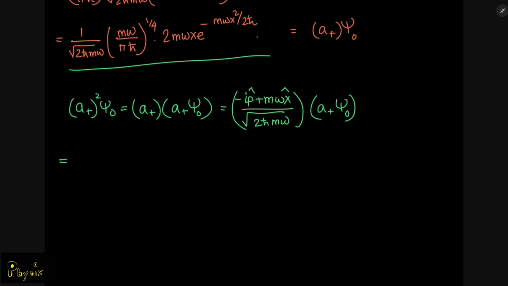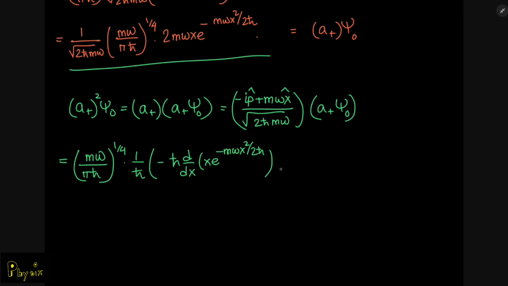All right, so by expanding everything out, and I'll leave this entire thing up to you, you would have that this is basically (m omega all over pi h bar) to the 1/4 times 1 over h bar times negative h bar d/dx of x e to the negative m omega x squared all over 2h bar plus m omega x squared e to the negative m omega x squared all over 2h bar. I expanded everything out. This is just tedious algebra, but I'm pretty sure you'll be able to do this.